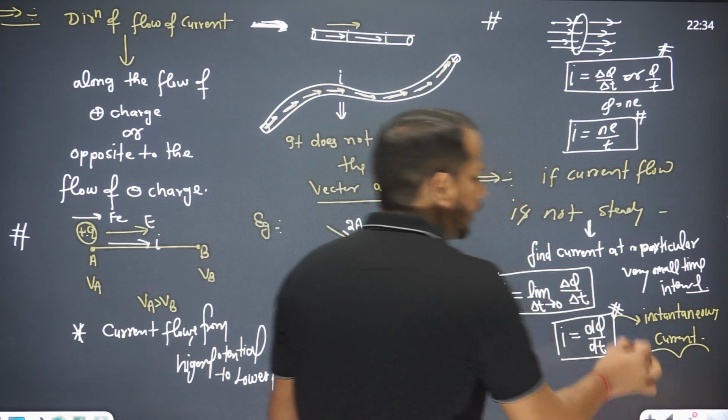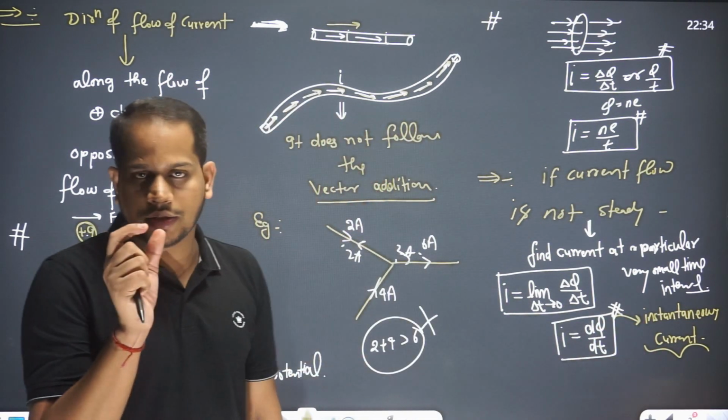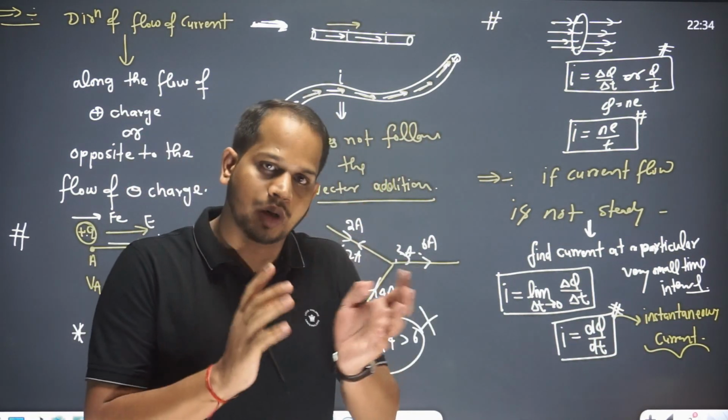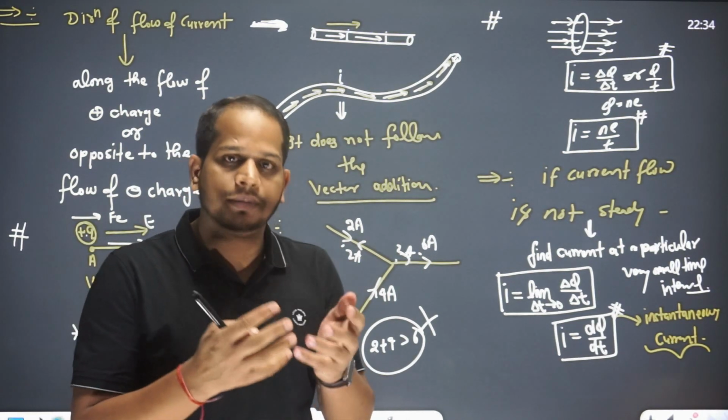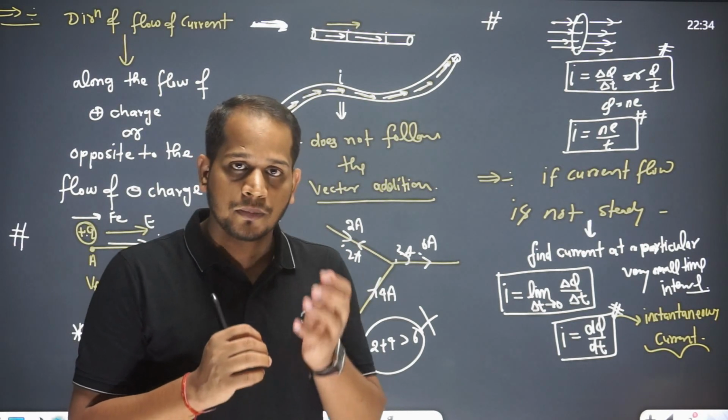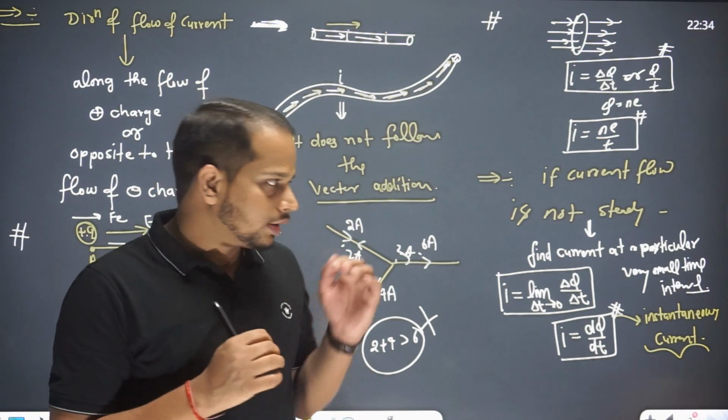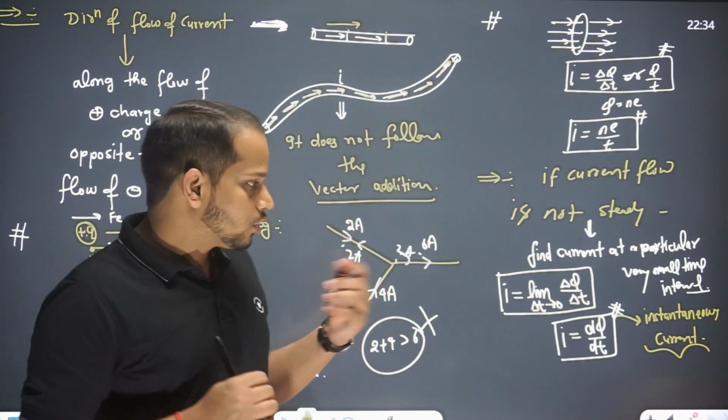Instantaneous current. Instantaneous current means we are taking a very small time interval, or in general, the current at a particular time. Like, what is the current at 5 seconds? What is the current at 2 seconds? What is the current at 1 second? These are called particular time instants, so we say it is the instantaneous current, right?